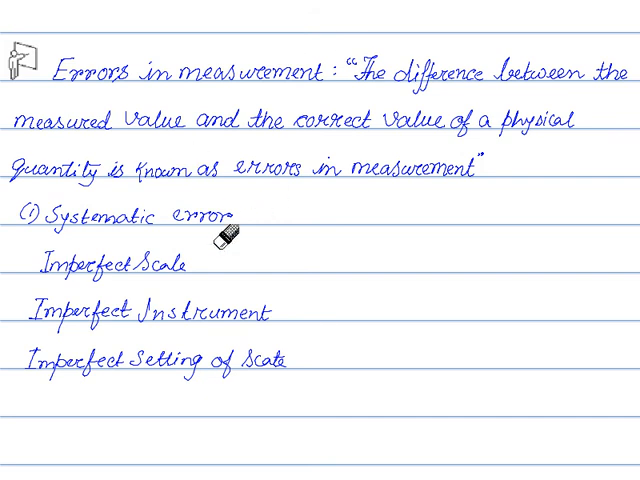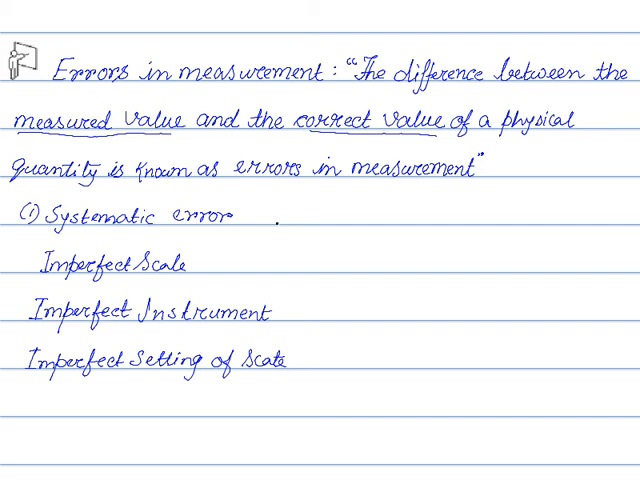Although physics is an exact science, the measurement of physical quantities is never exact. The difference between the measured value and the correct value is known as error in the measurement. Now we have two types of errors. One is systematic error, the other is random error.